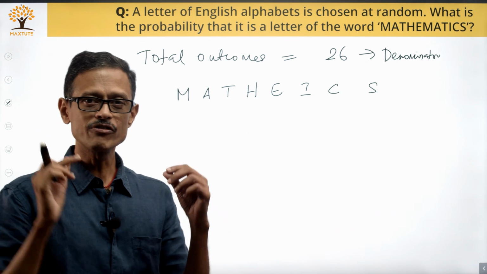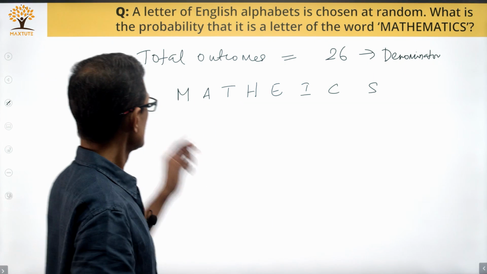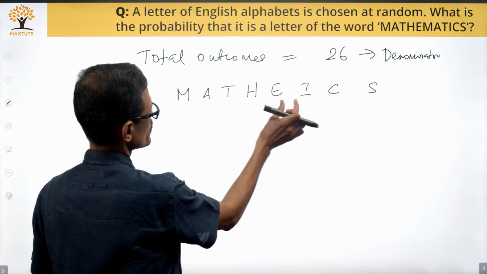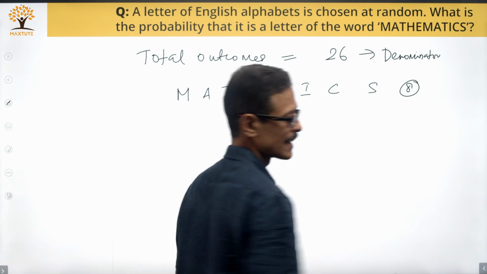So, what are all the different letters that we find in the word mathematics? M, A, T, H, E, I, C, S. That is how many letters? 2, 4, 6, 8. 8 distinct letters are there.